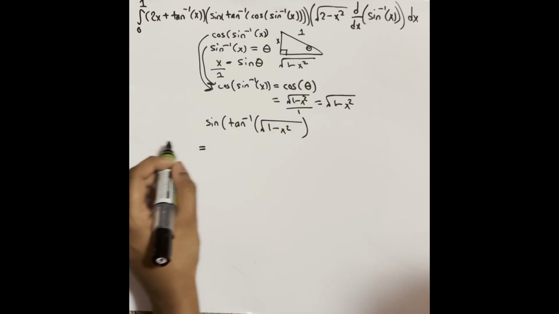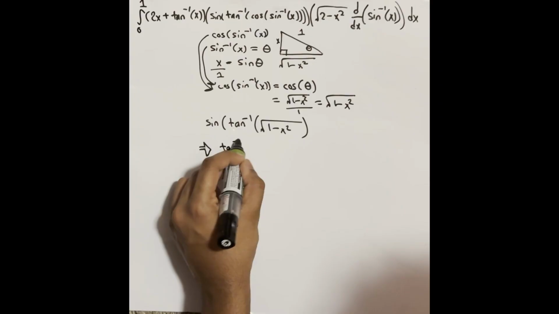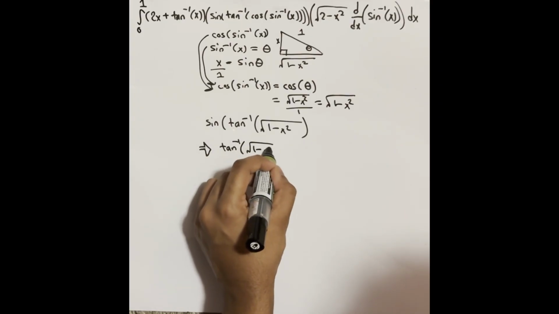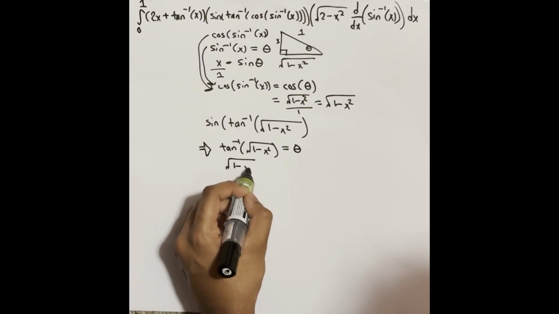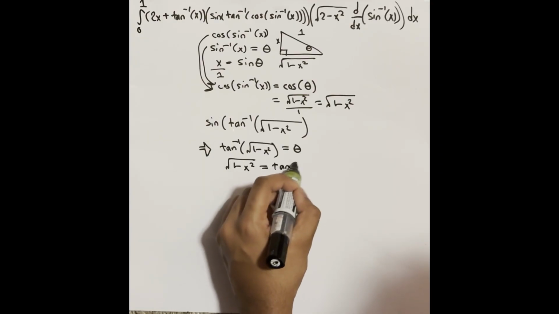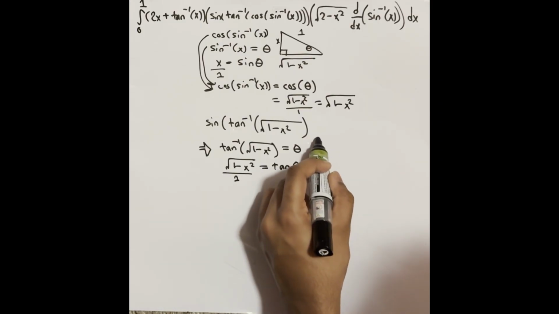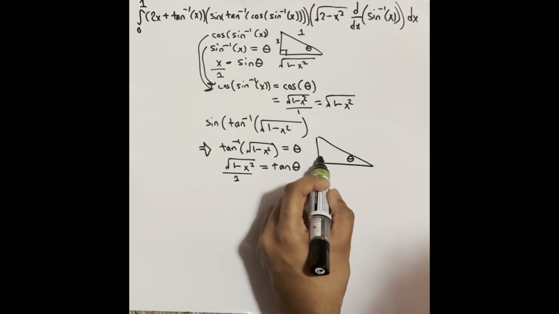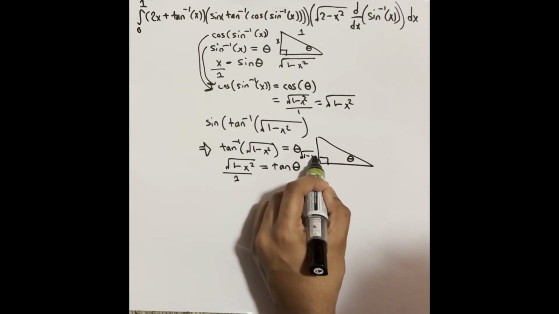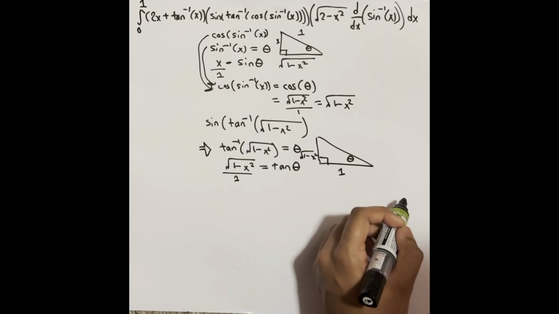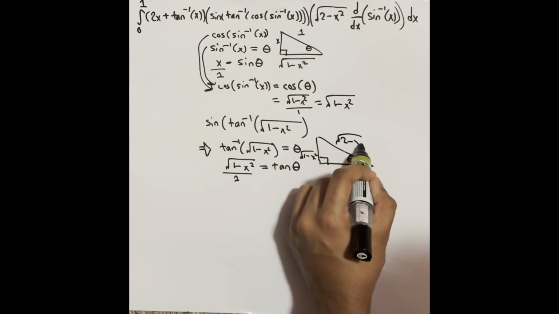So tangent inverse of something is just going to return some angle. So let's set that equal to theta. Take the tangent of both sides. Square root 1 minus x squared is equal to tangent theta. Now we can put a divided by 1 under that and make a right triangle. Tangent is going to be opposite divided by adjacent, so we make the opposite side equal to square root 1 minus x squared, and we make the adjacent side equal to 1. By the Pythagorean theorem, the hypotenuse is going to be square root 2 minus x squared.